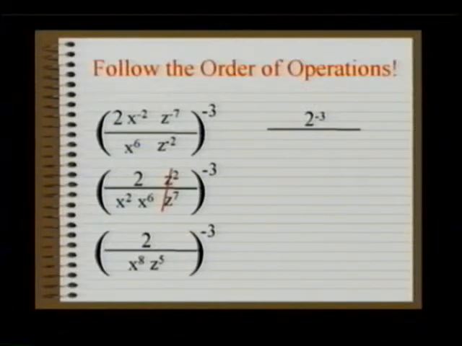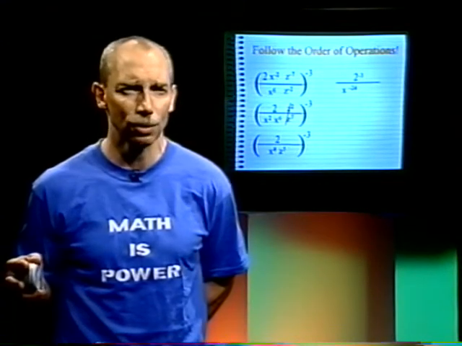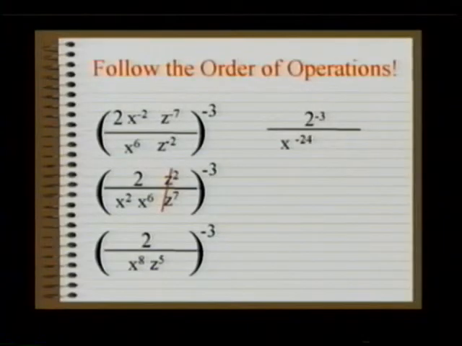we'll do this minus 3 part. 2 to the minus 3. X to the 8th to the minus 3 follows the second rule of exponents, multiplying exponents. And z to the 5th to the minus 3, once again, follow the rules of exponents. The second rule says multiply exponents outside parentheses.